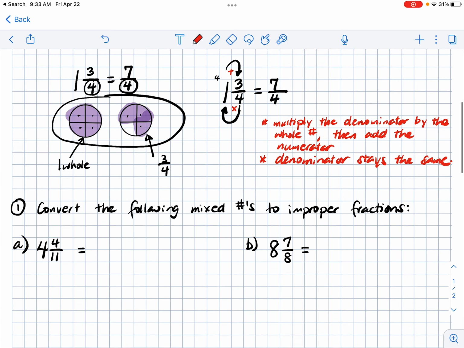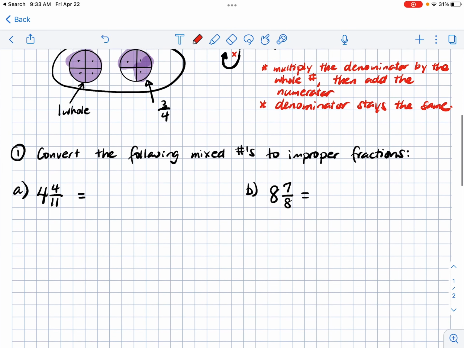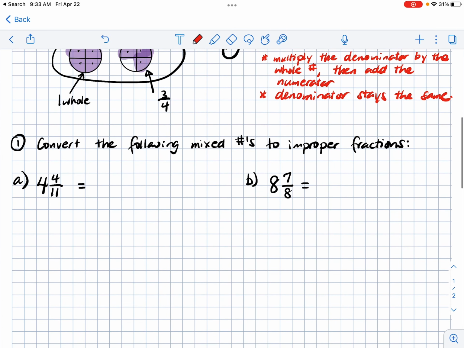Okay, so go ahead and figure out 4 and 4/11 and 8 and 7/8. Pause the video right now and go ahead and work that out. I'm going to continue. So again, as stated before, the denominator has to stay the same in both cases. And remember, with an improper fraction, the numerator has to be bigger than the denominator.